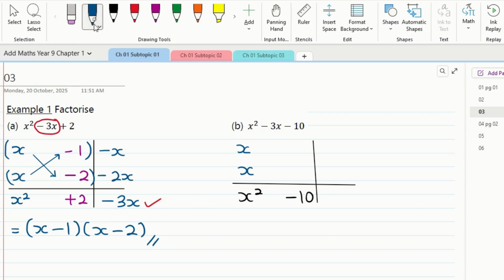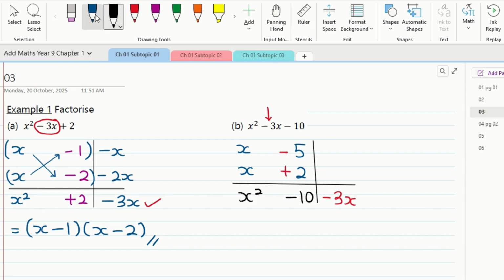Alright, the suitable factors for this one are 5 and 2, but since you're making negative 10, that means one of the factors is going to be a negative number. Now, checking on the second term, your objective is to get negative 2x. With a lot of practice, it will come intuitively to you. You will realize that this is going to be negative 5 and 2.